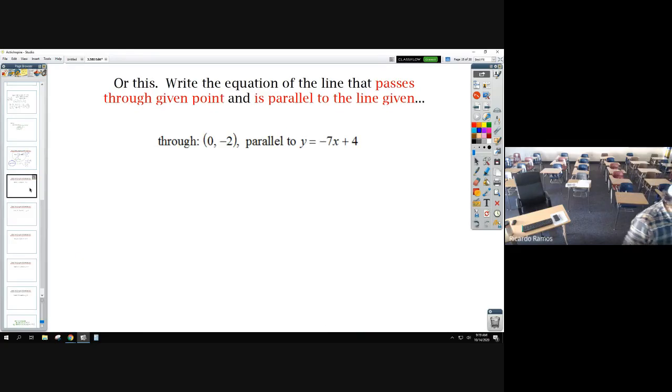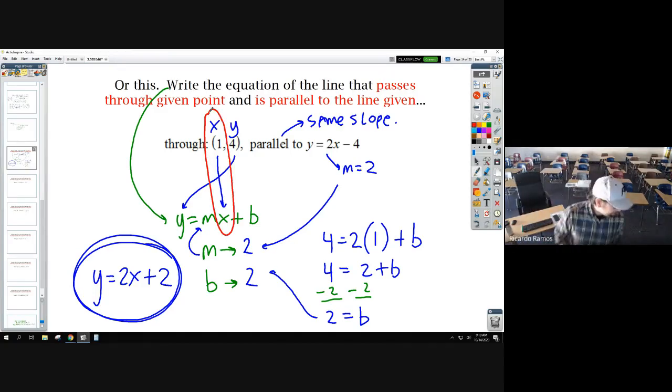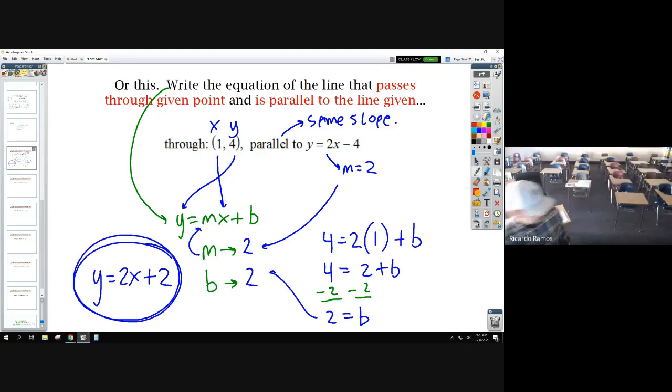Oh, wait, Bethany. So 1 is equal to x. Wait, 1 is equal to x. Yes. So when you plug it in, you see right there. I think that's what you were asking, right? Here, let's do it again. I think once we do it a couple more times, you're going to catch the flow of this. Watch.